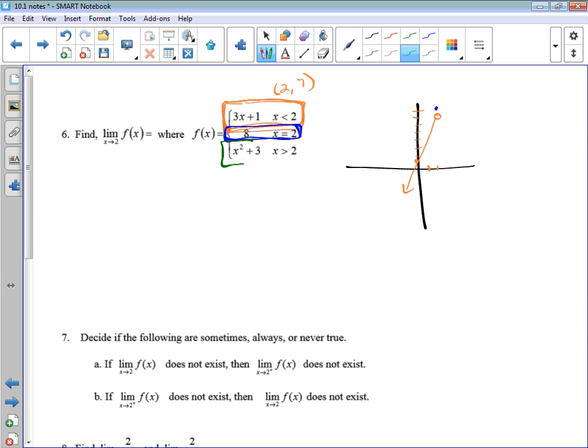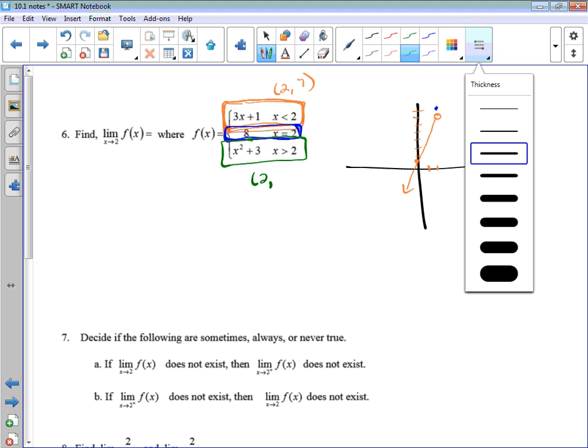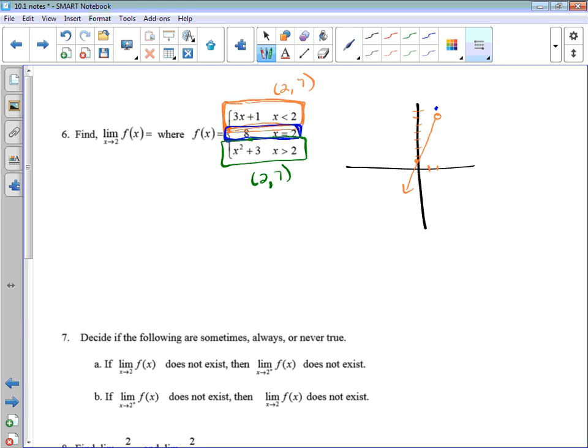My third piece, this is when x is greater than 2. So we still need the endpoint. If I plug a 2 in, what do I get? 7. And again, that's an open circle at 2, 7. And then it's a parabola, so I know if I plugged in a 3, I'm going to get 12. I know the graph is doing something like that, right?